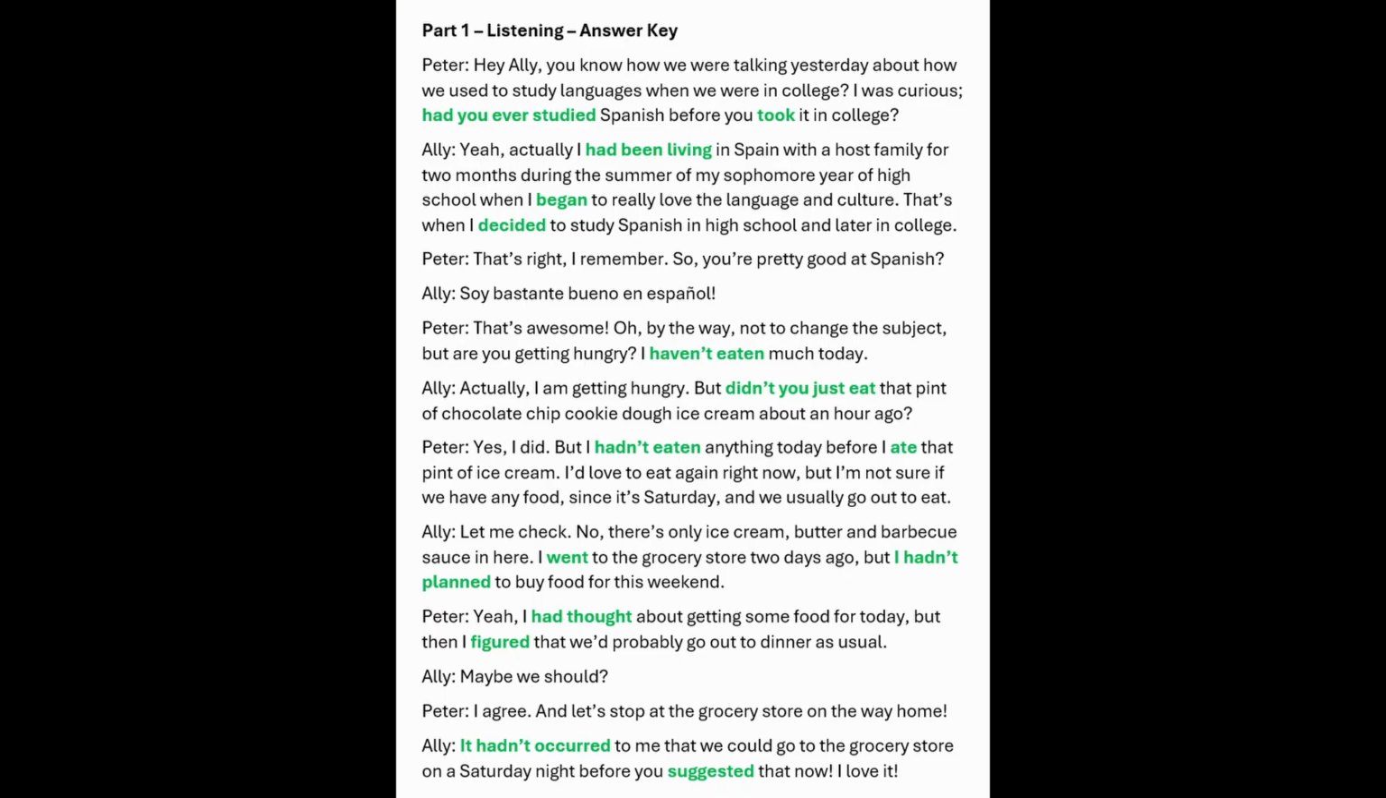Okay, Ali says, let me check. No, there's only ice cream, butter and barbecue sauce in here. That's not much in their fridge. I went to the grocery store 2 days ago, but I hadn't planned to buy food for this weekend.